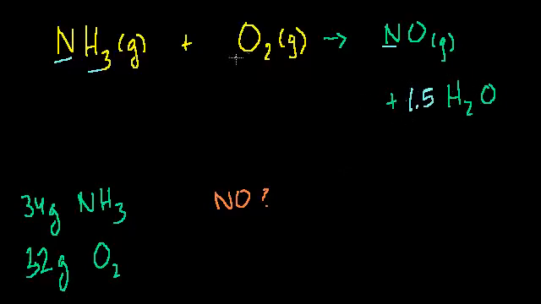Okay, now on the right-hand side, how many oxygens? We have two oxygens on the left-hand side. How many oxygens do we have on the right-hand side? We have one oxygen here. And then you have one oxygen in this molecule, but we have 1.5 of the whole molecule. So we have 1.5 oxygens, and then we have one more oxygen. So we have 2.5 oxygens on the right-hand side. And we only have 2 in this molecule.